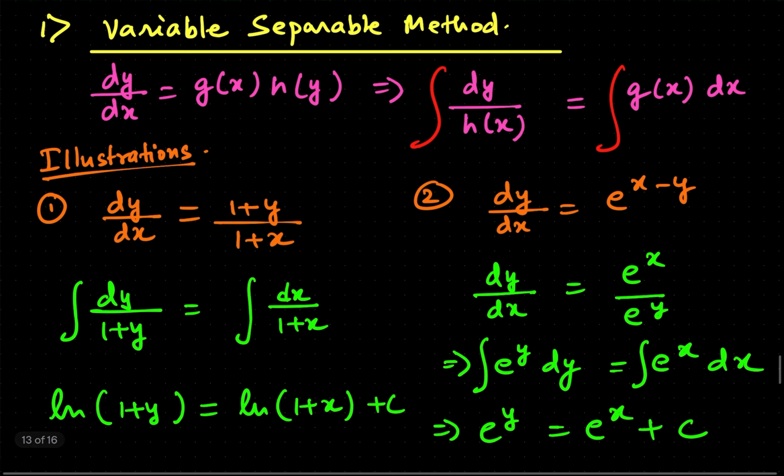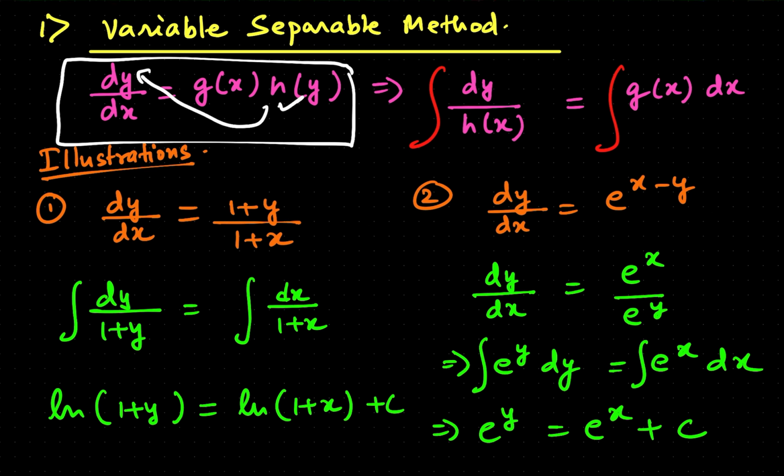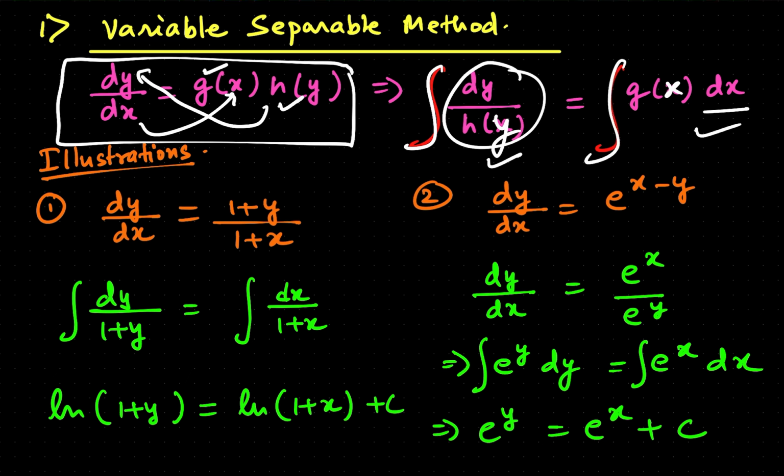If you see the variable separable method, here you can see the general form of this type of question. Here what we will do is bring the function of y on the side of dy, and the function of x will be brought to the side of dx. For example, you can see the next step here. We have brought the function of y on the side of dy and we are integrating it, and the function of x on the side of dx and we are integrating it. So that's the process we will follow.